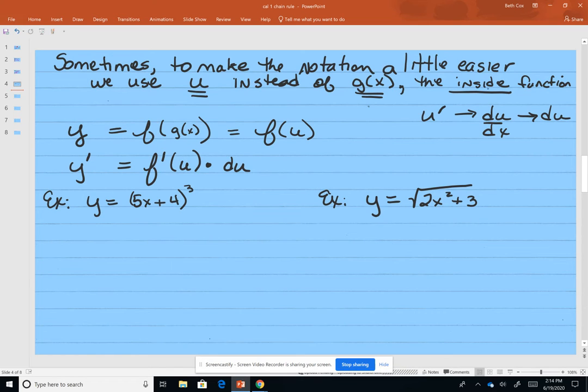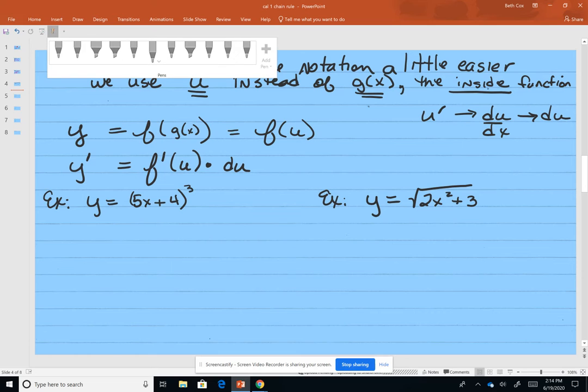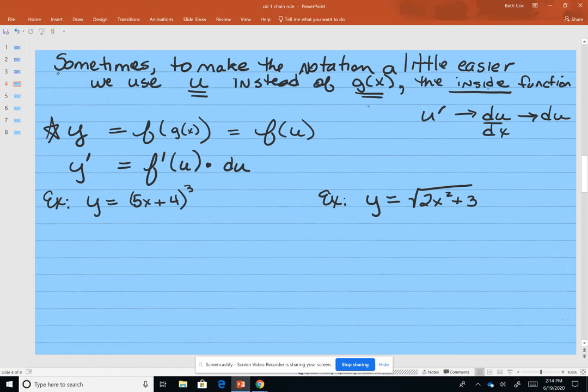But when you have a function that is a composition, that's this line right here. When you have a function that is a composition and we want to take the derivative of that function, you basically do f prime of u times the derivative of u. Okay, so you do the derivative of the outside function times the derivative of the inside function. Okay, so let's look at a couple of examples here.